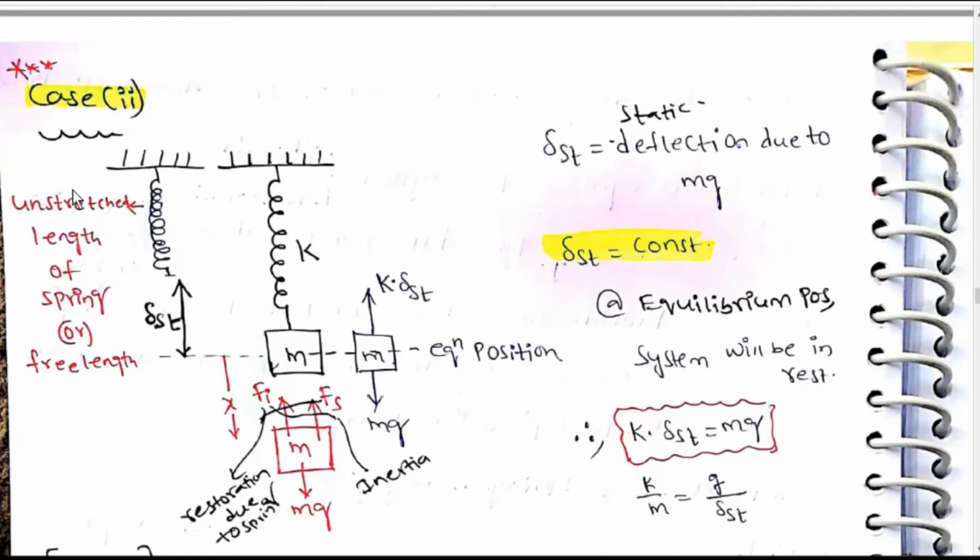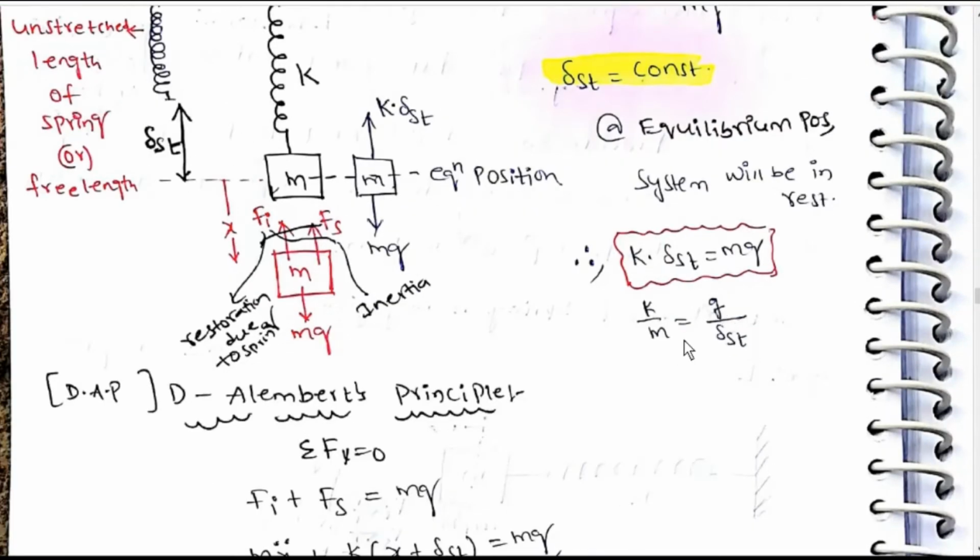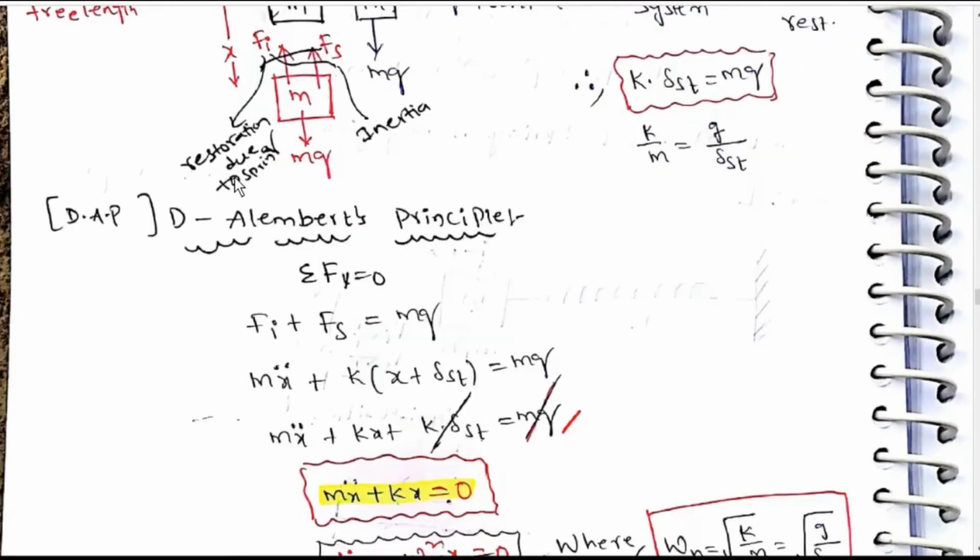Case 2: unstretched length of spring, or free length. Delta st is the static deflection due to mg. Delta st is constant at the equilibrium position, and the system will be at rest. So k delta st is equal to mg, and k by m is equal to g by delta st.